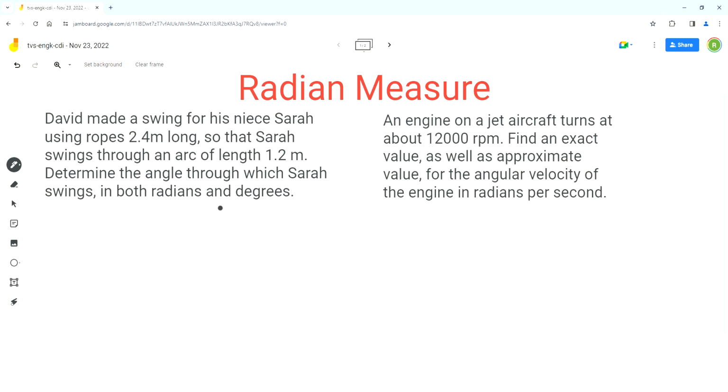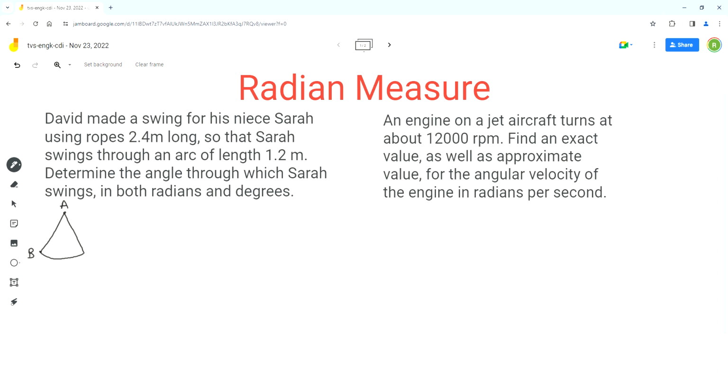So the first step here is to draw a diagram for this problem. It's a swing that goes back and forth. So we can draw it like this and this. A is the point from which the swing is hanging. B is the point where Sarah sits, and it just goes back and forth.